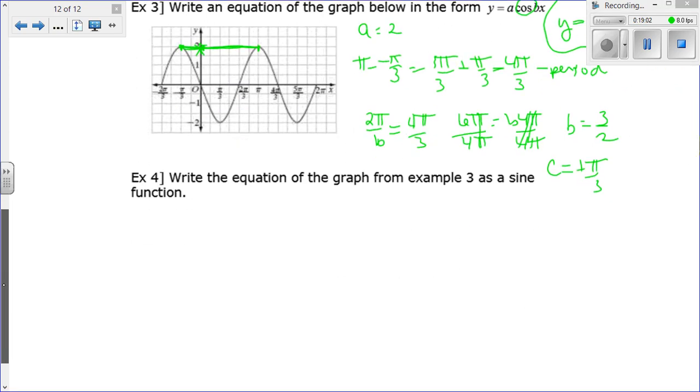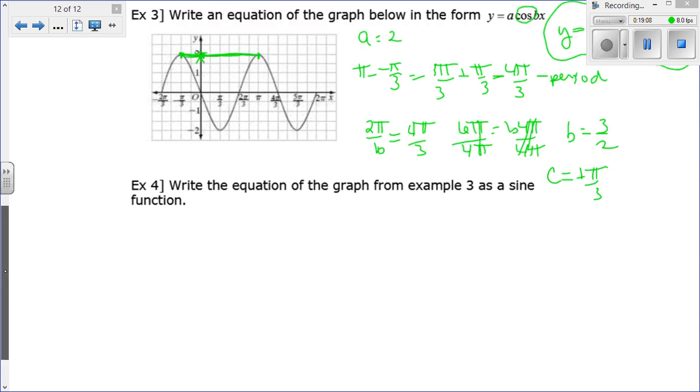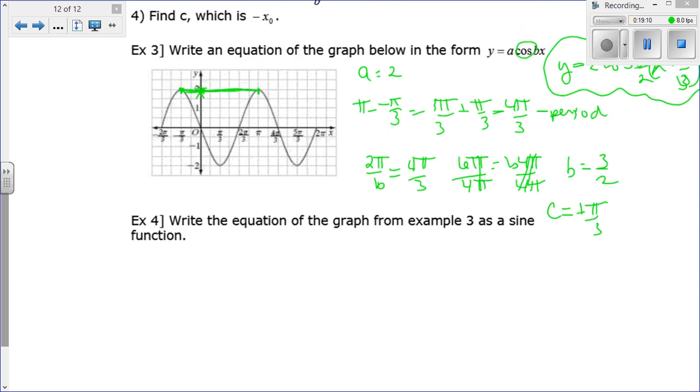Alright, and to finish it up here, number 4, write an equation of the graph from example 3 as a sine function. Well, I'm going to do the same thing. My amplitude is not going to change. Just looking at the graph, my highest point is 2. So A is 2. Now, sine curves go from 0 to 0. Okay, so this is my sine curve here, between here and here.